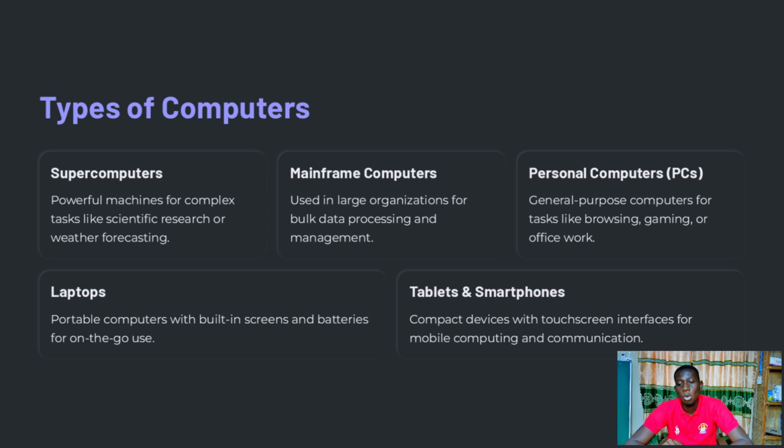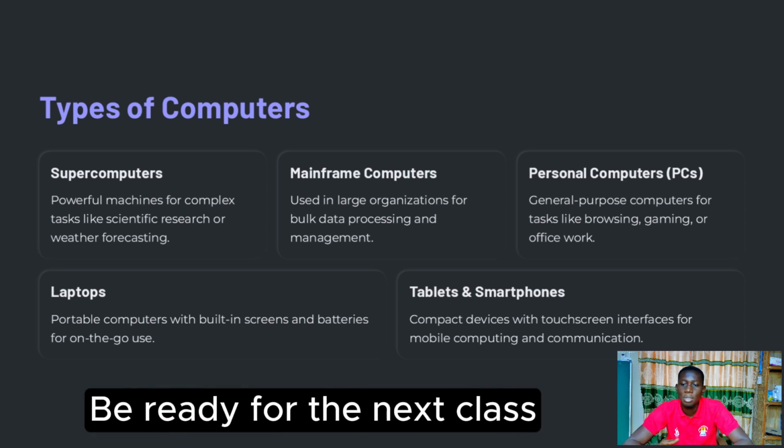The next computer I want us to look at is the mainframe computer. The mainframe is used in large organizations for bulk data processing and management. Some big organizations cannot use a desktop computer to manage the whole organization. Take the banks, for example. You see one bank having different branches, managing all the data, the data from this branch, this branch, that branch. A single desktop computer cannot perform that action unless you use either the supercomputer or the mainframe computer.